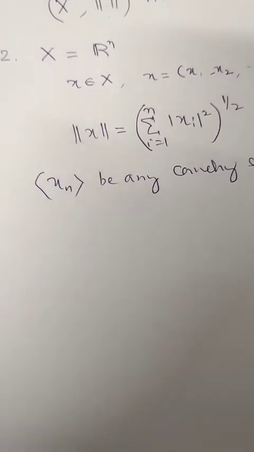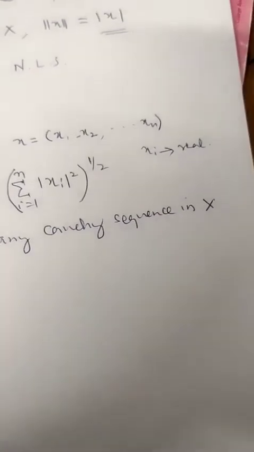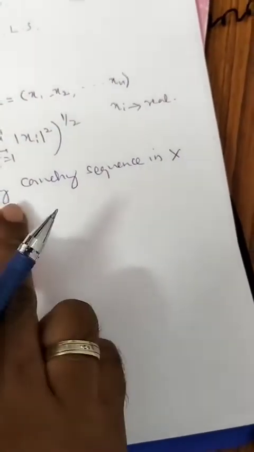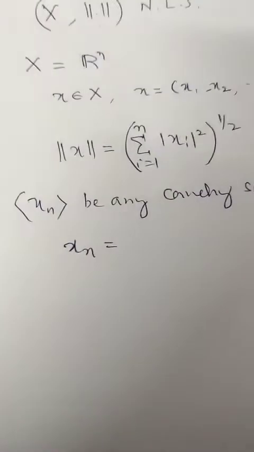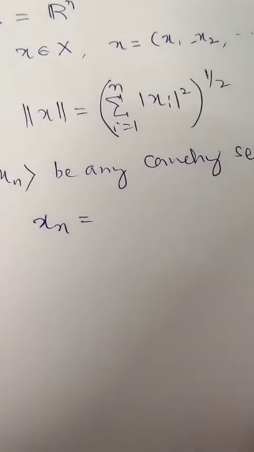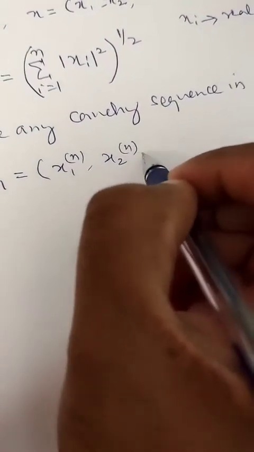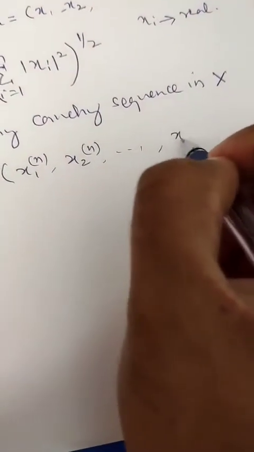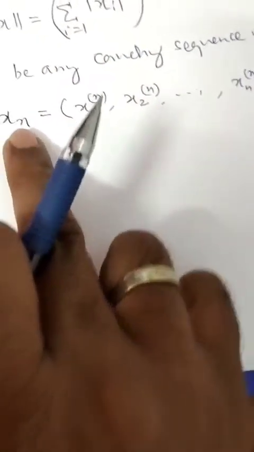How does this x_n look now? x_n is a Cauchy sequence, which means each element of x_n is an n-tuple of real numbers. The element x_n will look like x_1n, x_2n and so on, x_nn, right? So this is n corresponding to this.